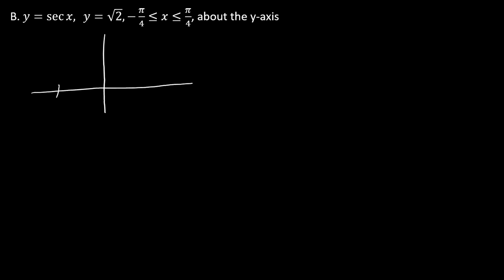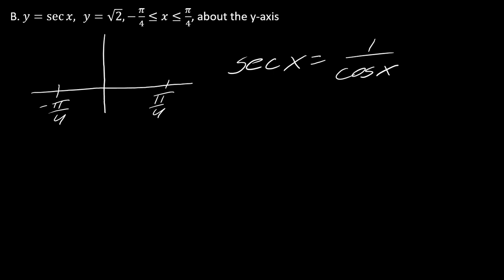Okay, so here's negative pi over 4. Here's pi over 4. So those are the values that I want to plug into secant x. So just remember, secant x is the same as 1 over cosine of x. You do really need to know your unit circle for this.